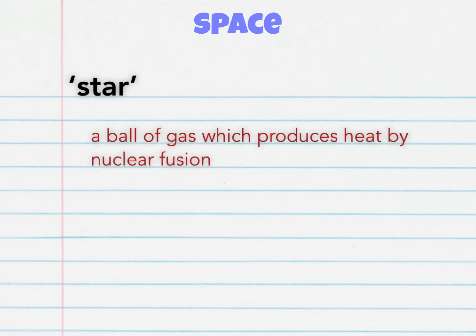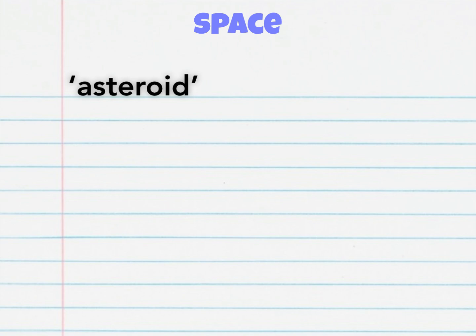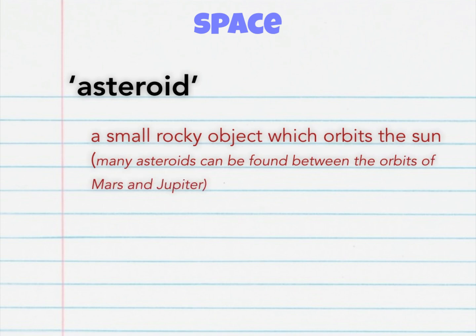If you're counting, then you'll know that that was the 5th in a list of 10 terms that you're expected to use correctly. Here's number 6. Asteroid. When I was a teenager, all I knew about asteroids was that it was an amazing computer game together with Space Invaders. Now though, as a physics teacher, I know that an asteroid is a small rocky object which orbits the Sun.